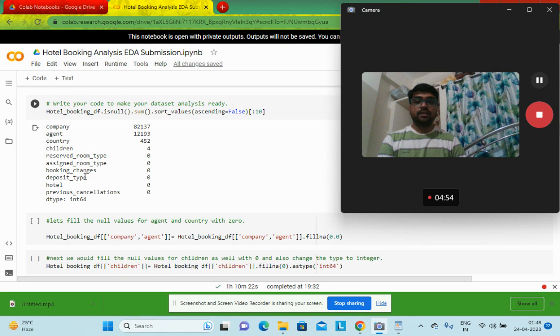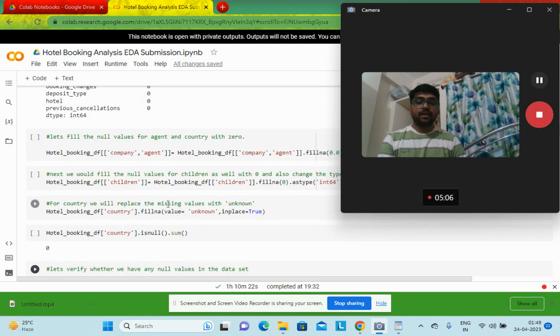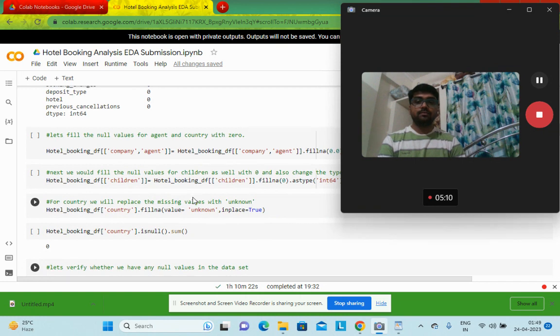So we have already seen that company, agent, country, and children have null values. I have replaced the null values with zeros for company, agent, and children. And for the country column, I have replaced the null values with the word unknown.